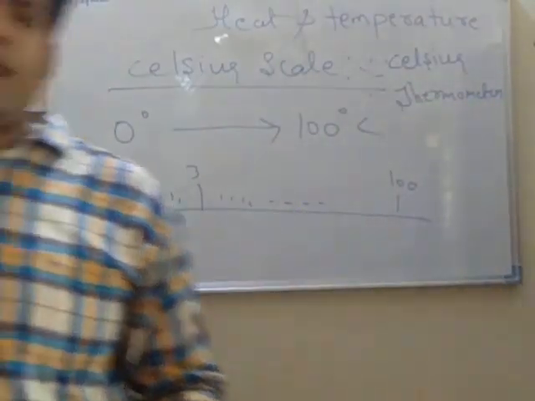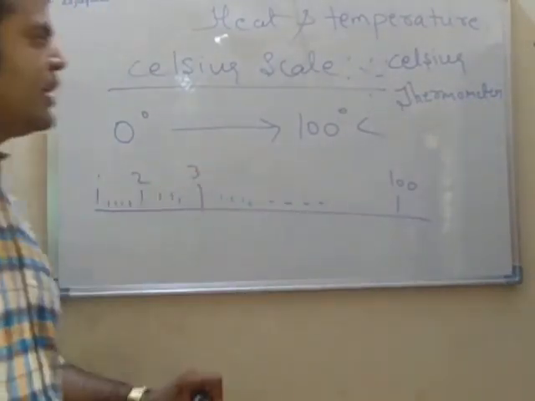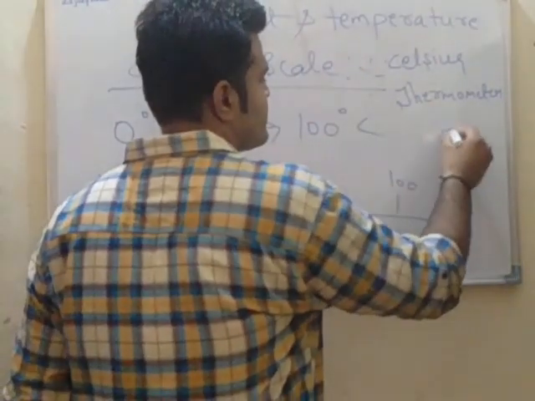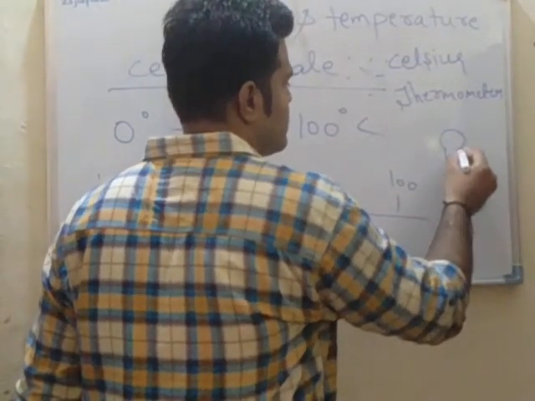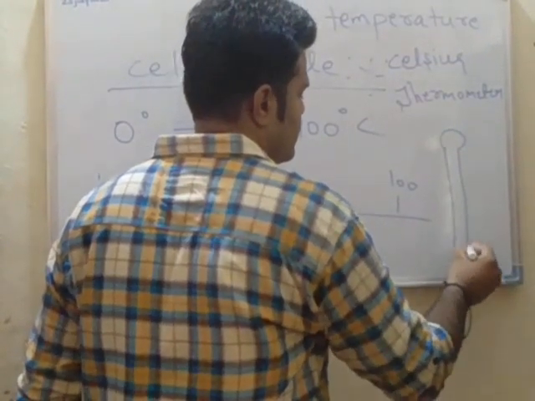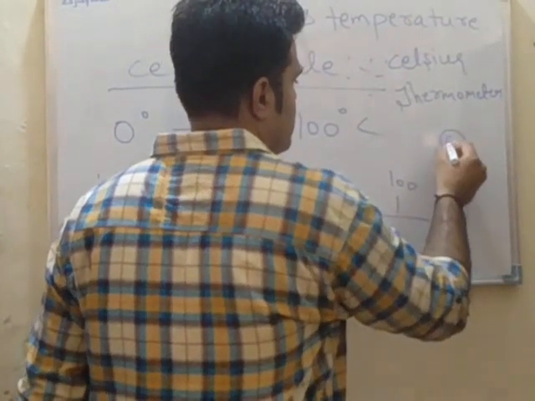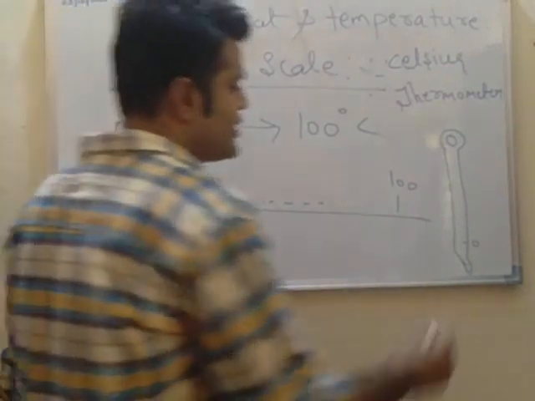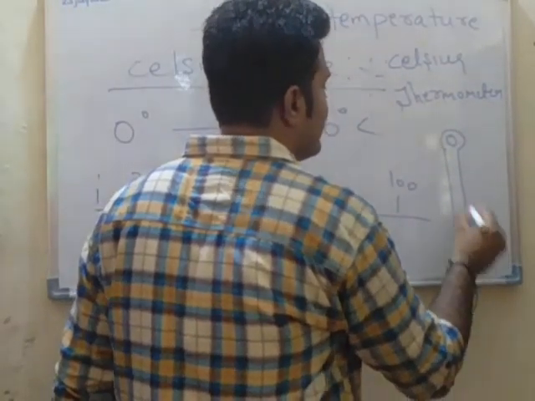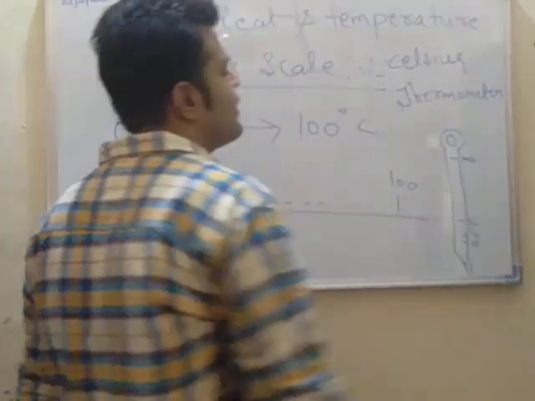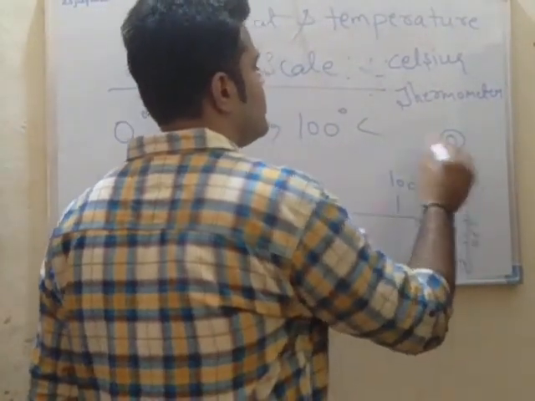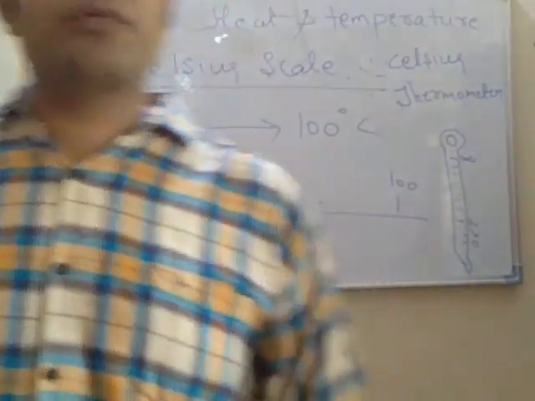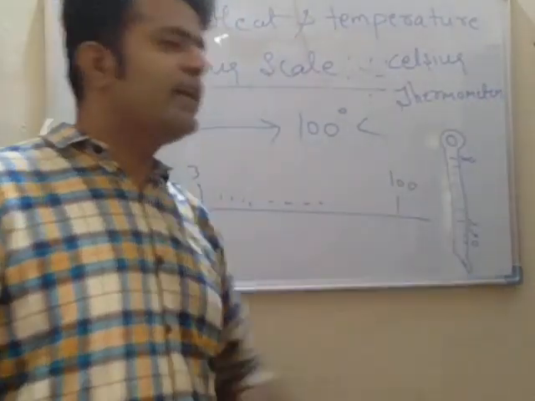How many divisions are there in a Celsius thermometer? There are 100 divisions. If we want to draw the diagram, the starting point will be 0, and then 10, 20, until it goes to 100. So in a Celsius thermometer there are 100 divisions that start from 0 degree to 100 degree.